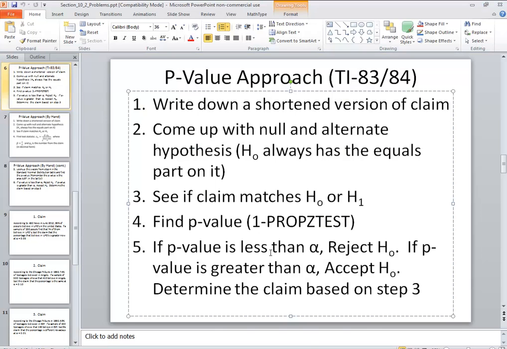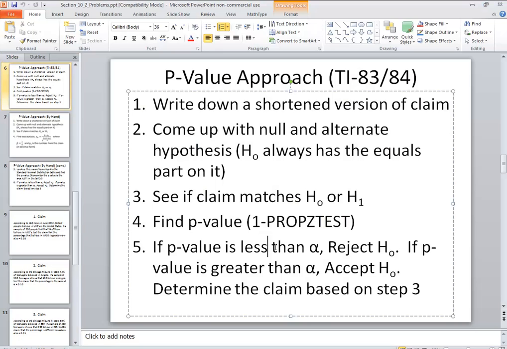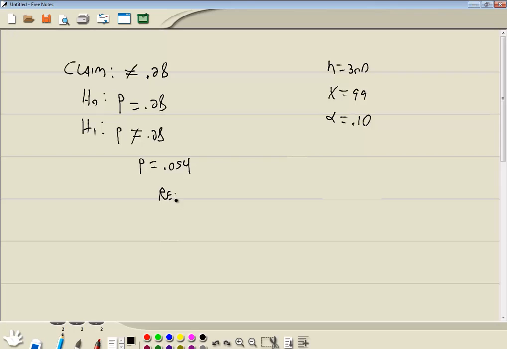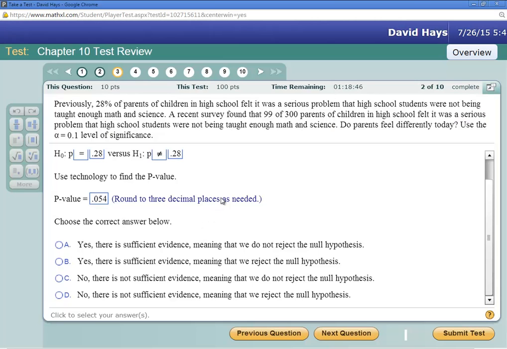If p-value is less than alpha, alpha is 10%, this is 0.054, so it is less than. It says we reject H0. So we reject H0, which means we accept or we fail to reject H1. And our claim matches H1, so whatever we say about H1 is what we say about our claim. So we'll accept our claim. Do parents feel differently today? We said we accept that they do feel differently. So the answer is yes, one of these two.